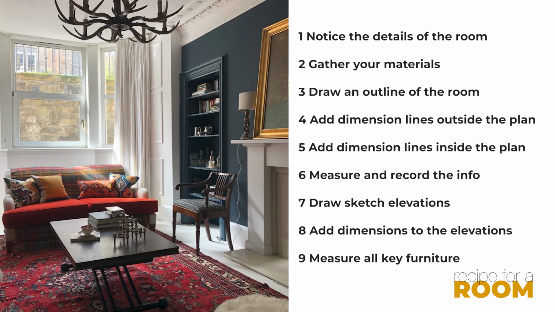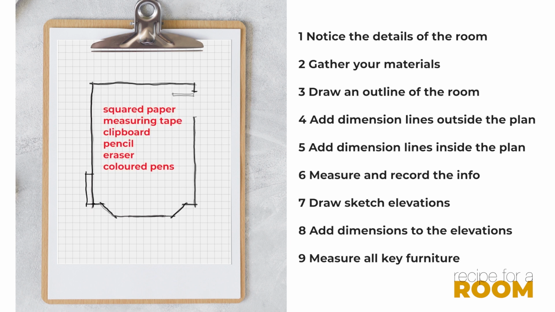Step 1. Look around the room, notice its shape and any nooks and crannies, any irregularities. Now this room is quite complex. It's got angles and alcoves. Step 2. You'll need a few sheets of paper just to allow for mistakes, and squared paper is best, along with a portable hard surface to work on, so for example a clipboard or a book.